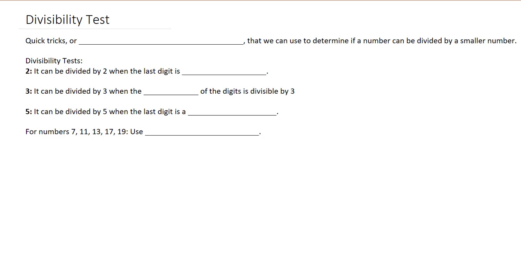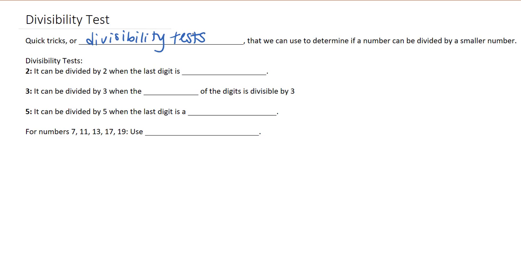Divisibility test. There are some quick tricks, or divisibility tests, that we can use to determine if a number can be divided by a smaller number. This probably could have helped us a lot in the last video, knowing if it's a prime or composite number, right? So we're going to start with the number 2.